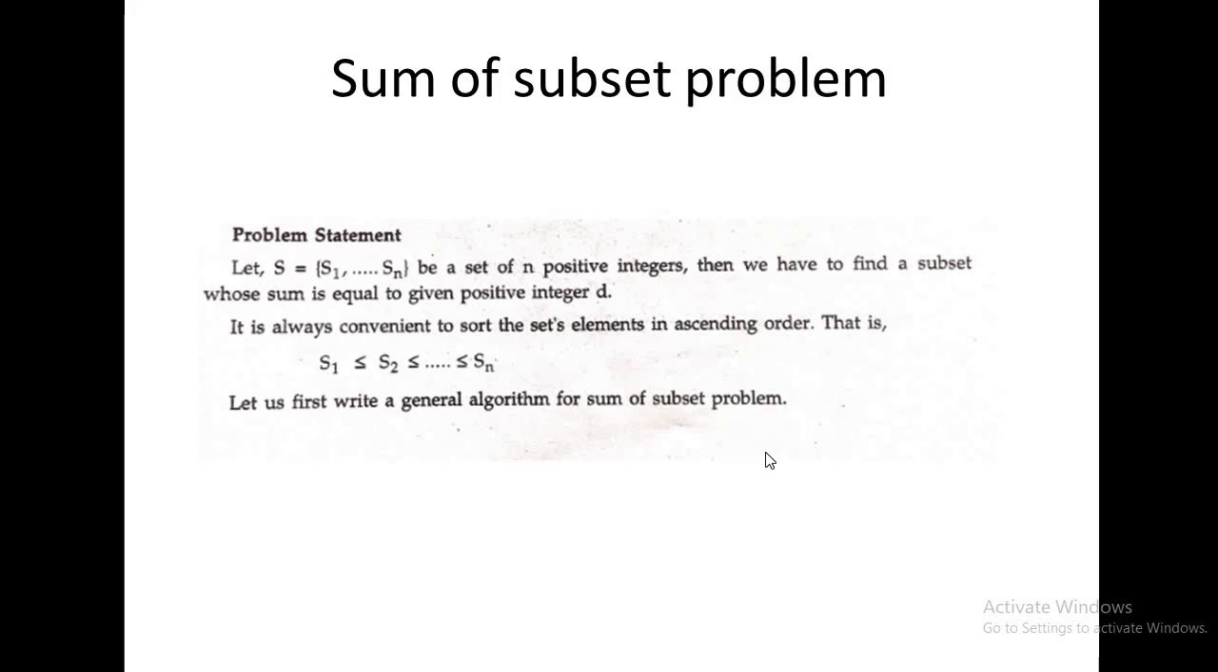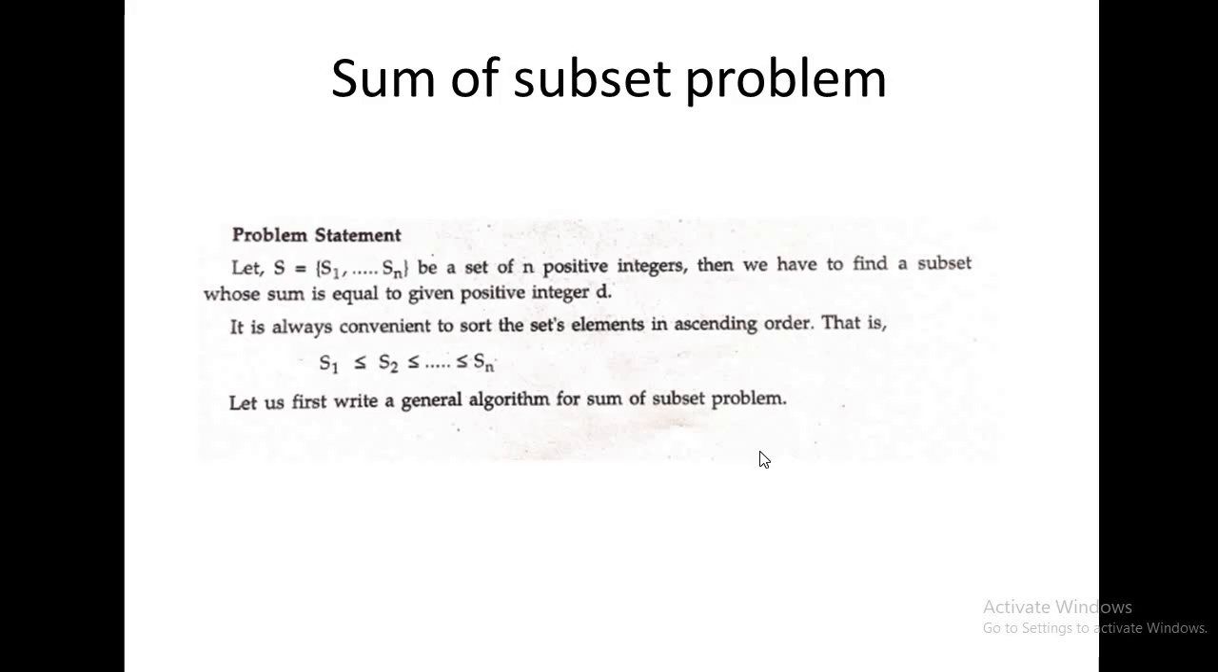Here, let S equal S1, S2 up to Sn be a set of n positive integers, or non-negative integers. Then we have to find a subset whose sum is equal to a given positive integer d. It is always convenient to sort the set's elements in ascending order. First we have to sort the set in ascending order.